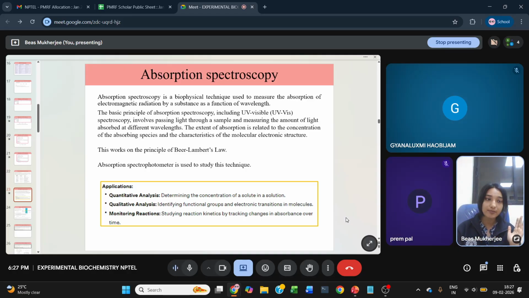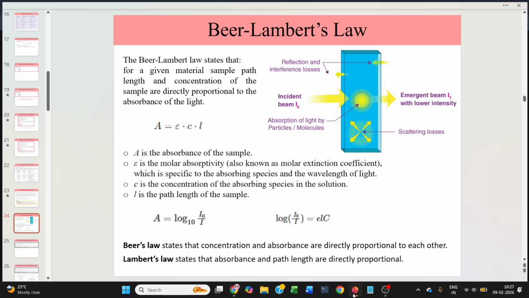Okay, so this has a lot of applications. This is used in everyday research in the lab. This has importance in quantitative analysis, so based on how much light is getting absorbed, you can calculate the concentration of the sample present. And qualitative analysis, so identifying functional groups and electronic transitions in the molecules, and monitoring reactions. So different reactions, whether they are progressing, whether they are not happening, the kinetics of the reaction, all of that can be studied using absorption spectroscopy. This is a very simple but very powerful technique. Now we'll talk about this in a little more detail.